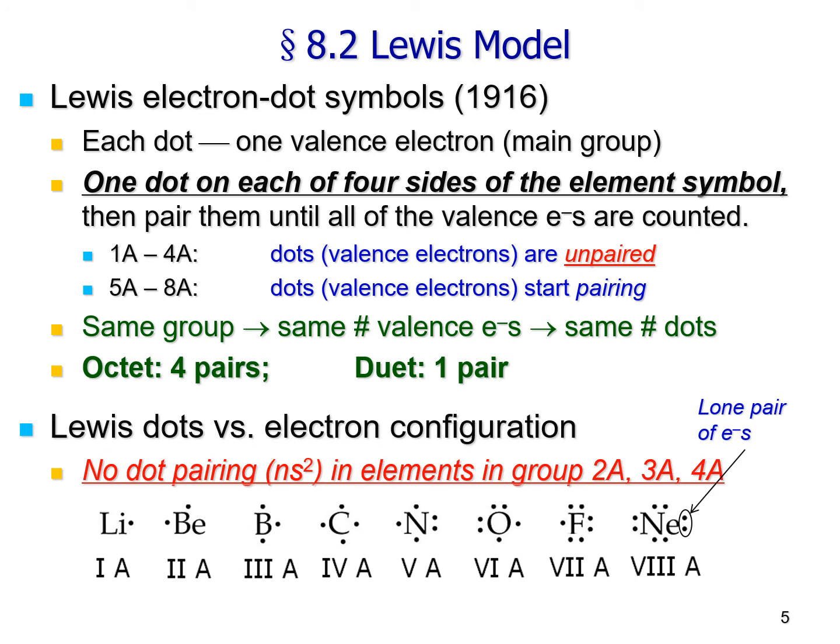Here, I'd like to point out a little bit about the difference between Lewis dot and electron configuration. Because we remember, if we have elements in group 2A, 3A, and 4A, we have ns2, np something, right? And we should have a pair of electrons in the same atomic orbital. But here, we just don't see any. Why? That is because this model was proposed almost 20 years before quantum mechanics was used to explain the atoms.